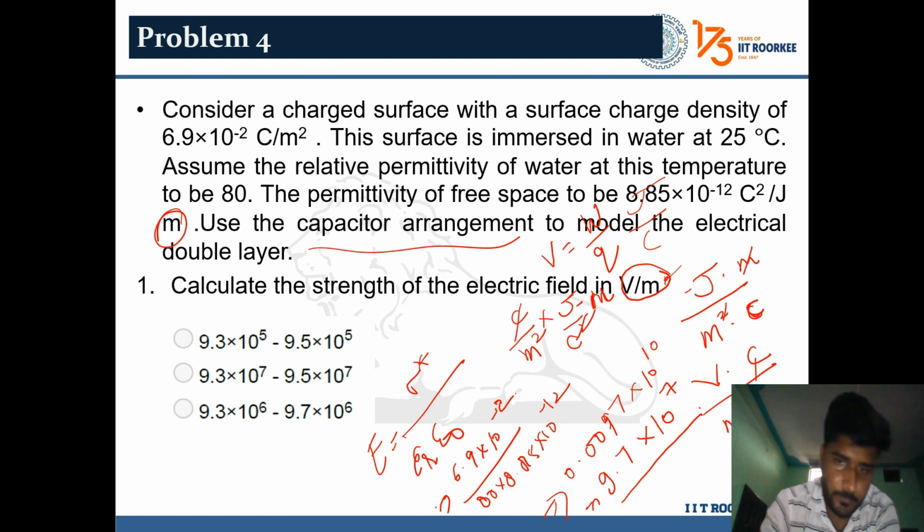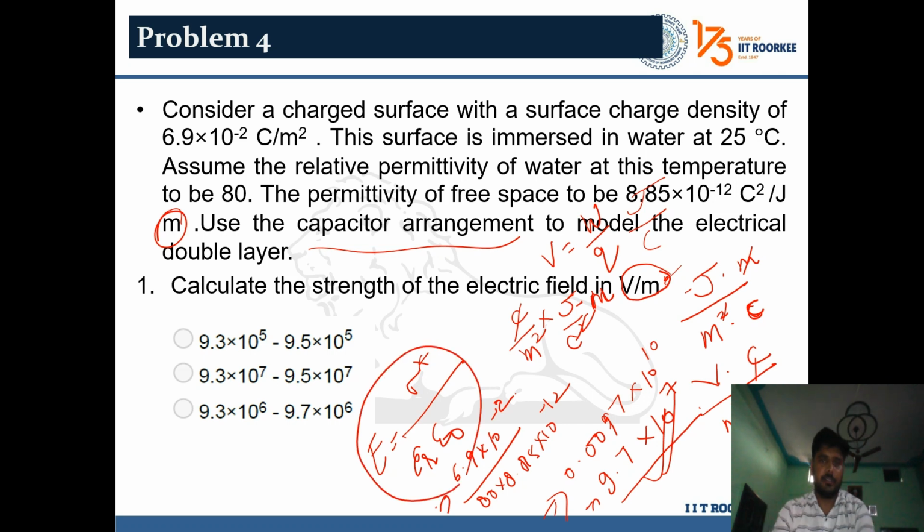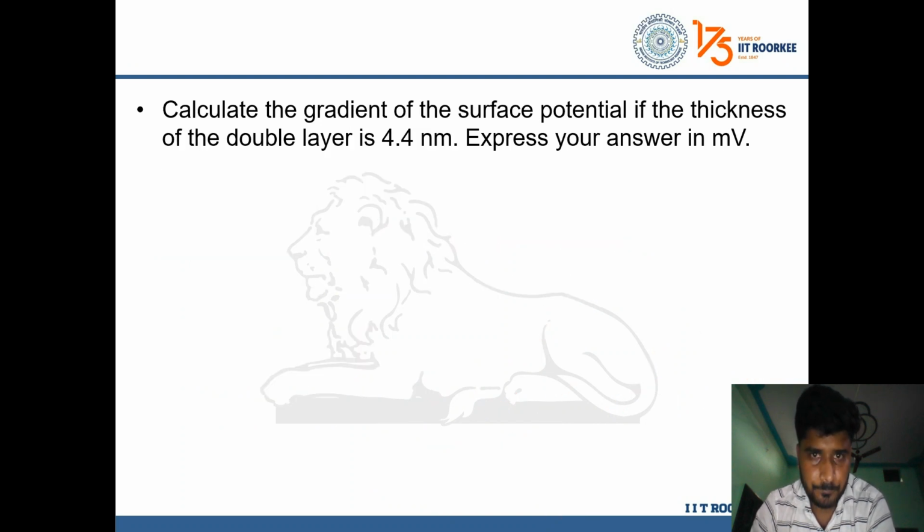The answer you can select between the given options. You can check the calculations, but the method of solving is the same. You have to put these values in the formula only. There is no need to change the units here, and you will get the direct answer in terms of volt per meter.